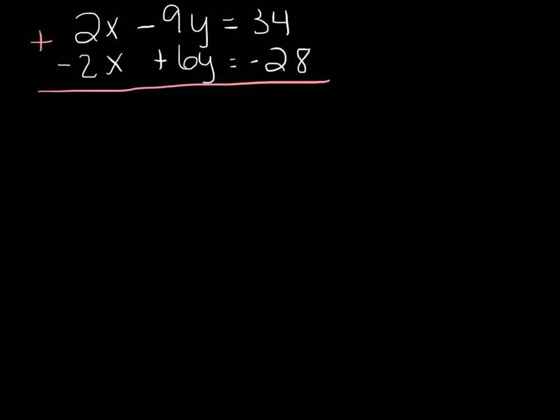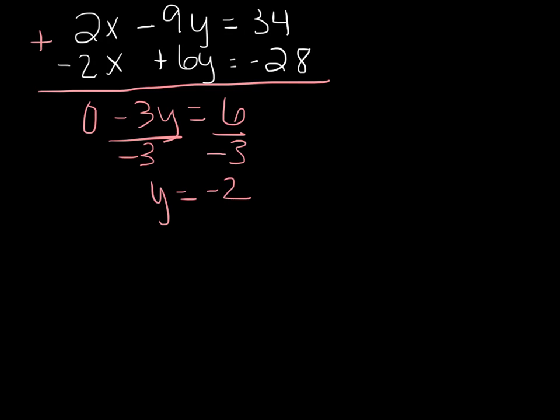So positive 2 minus 2 is a whole lot of nothing. We've got -9y's plus 6y's. We have -3y's. And we have 34 minus 28, which gives us 6. Now we need to solve for y. Our second step is to go ahead and solve for y. We've eliminated our x's, so we divide by -3. Divide by -3. y is equal to -2.